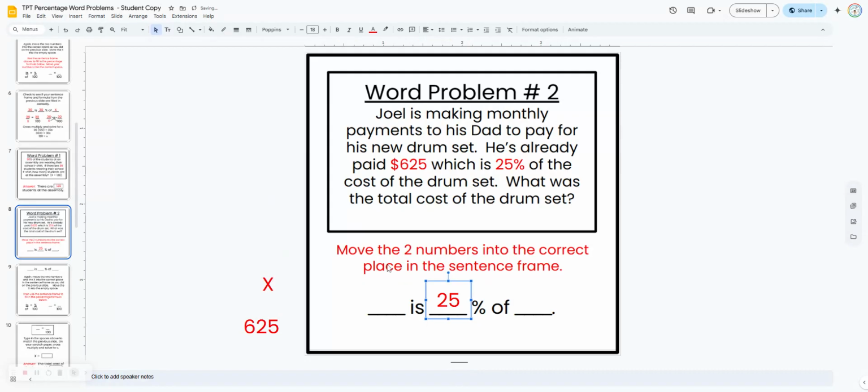25%. Now remember, the first blank is the part, the last blank would be the whole. We're looking for the total cost, so we're looking for the unknown, the whole. 625 is just part of the whole. That's the amount of money he's paid so far, but we want to find out what the total is that he's going to have to pay. So I'm going to repeat this again on the next slide.